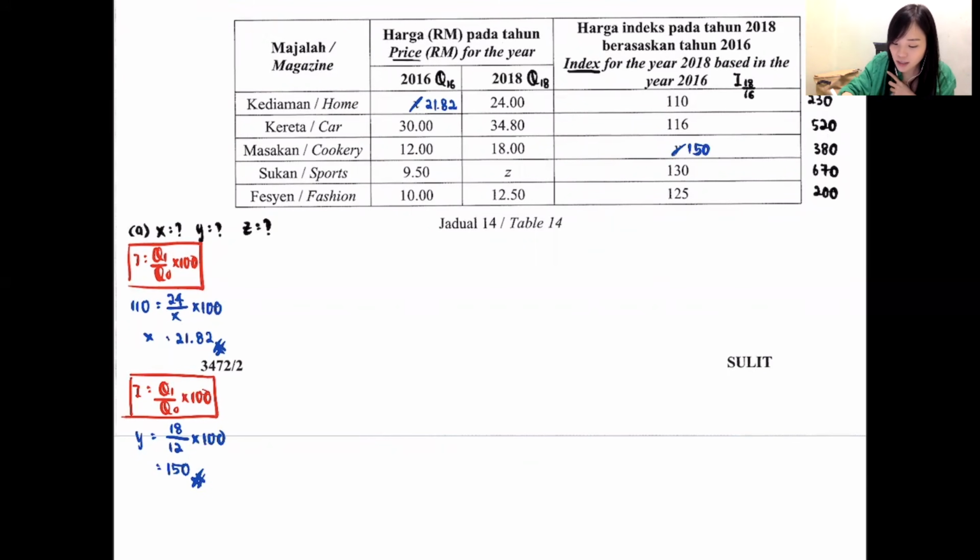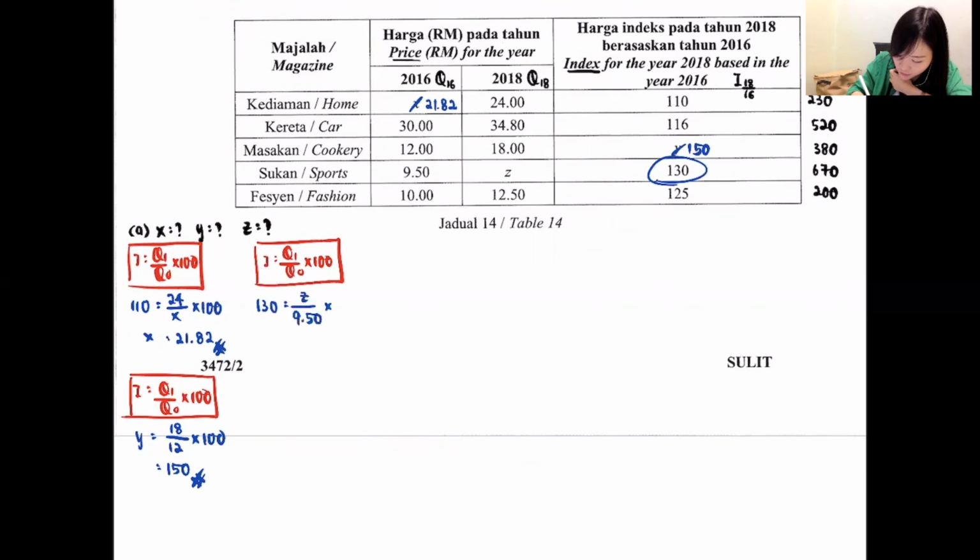Next one is the Z. So guys, the Z is here. The Z again is a Q. As I mentioned just now, only the first formula has Q inside. So whenever you want to find price, you definitely use the first formula. So this Z is under Sport magazine. So for Sport magazine, what is the I? The I is 130. So the price for 2018 goes on top, for 2016 goes at the bottom, times 100.